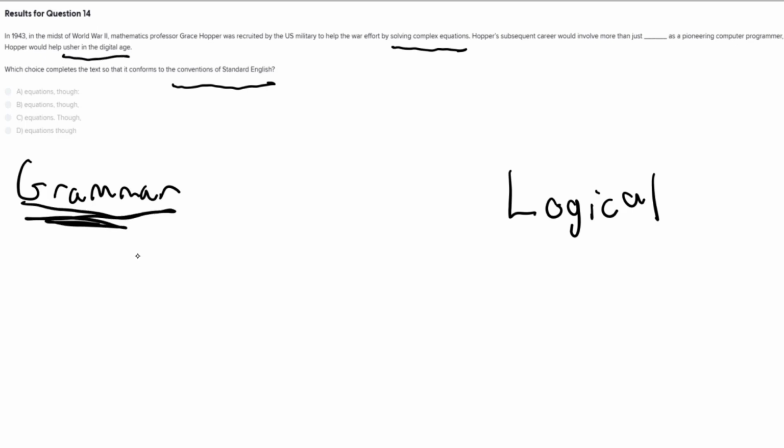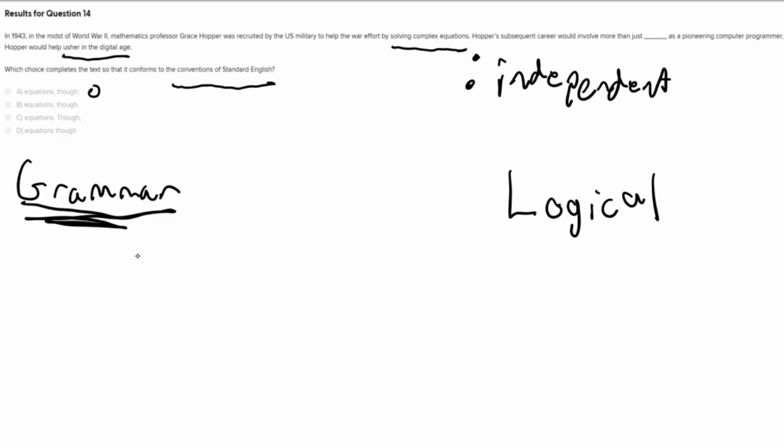So first, let's use process of elimination to eliminate answers based on grammar. A has equations with a comma and then though. This is fine. You can use though as a subordinating conjunction, and you can put that after a comma to create a contrast. It also uses a colon, and you can put an independent clause, a dependent clause, or a list after this. So this is grammatically correct.